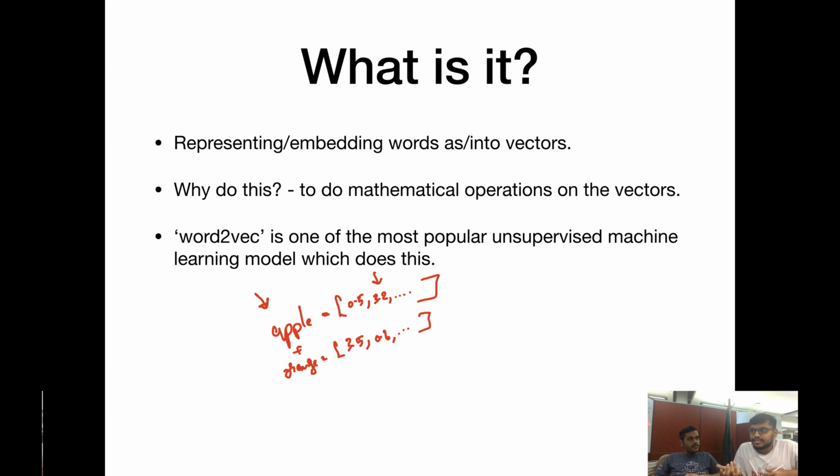So Word2Vec is the most popular machine learning model, which is unsupervised because all these operations are unsupervised. It is a very popular model developed by Google actually, which does this for us. Okay, so why don't we look into another practical example here?